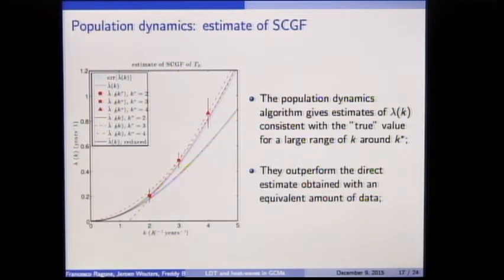And we can see that the agreement is quite nice. We are indeed able to reproduce the scale cumulant generating function. And in particular, we are outperforming the black line, which is the direct estimate on the same amount of data.